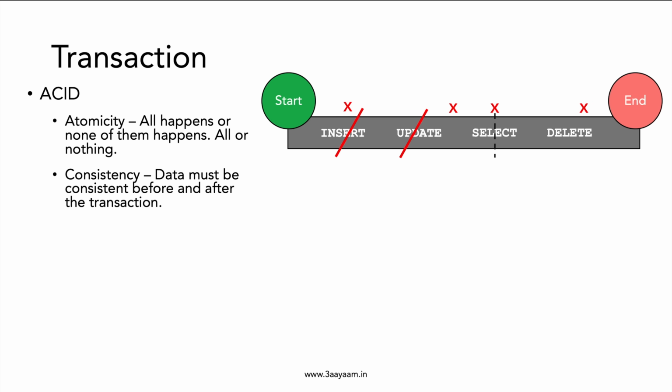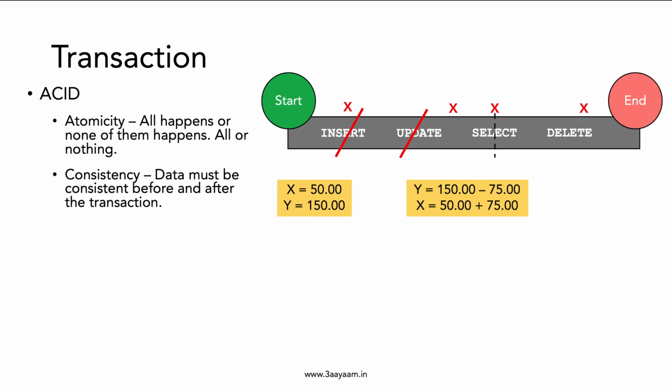Then you have consistency. Consistency says that the data must be consistent before and after the transaction. Which is true because it is implemented using atomicity also. Let's say you start a transaction wherein X has a value of 50 and Y has a value of 150. And you do some modifications. Let's say you do some updates wherein you subtract 75 from Y, which is 150, and you add 75 to X. At the end, it should be either X equal to 125 and Y equal to 75, or X equal to 50 and Y equal to 150. So this state and this state are consistent.